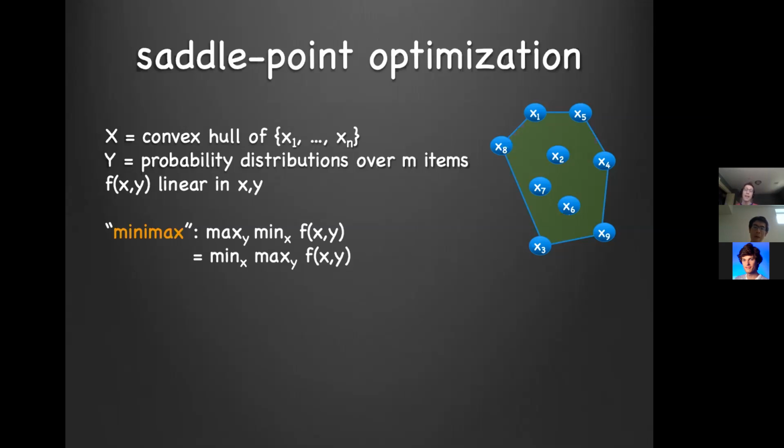In fact, I need it to be the set of probability distributions over my m items. And I need f of xy to be linear in x and y. And now the problem that I want to solve is called a minimax problem. It's the best y for the worst x. So again, if I can think of y as models and x as data points, I want the y that does the best even over the worst possible x.